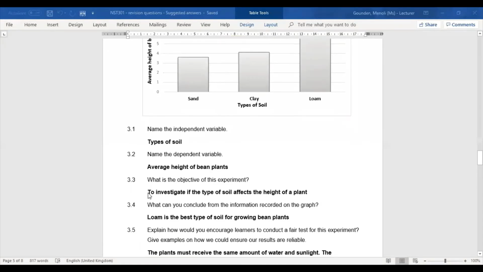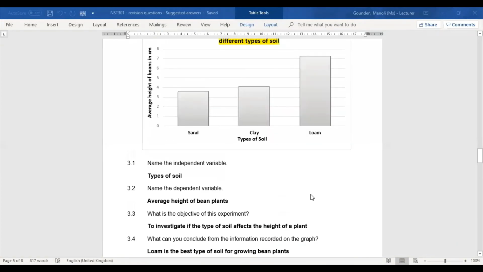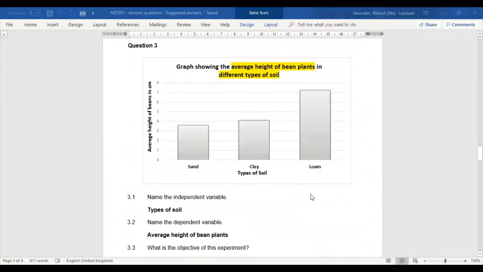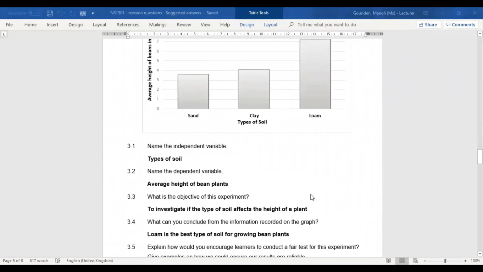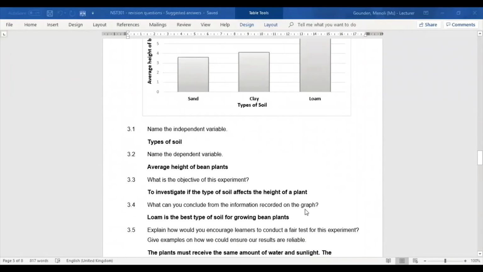So this is one way in which you could phrase the objective or the aim of the experiment: to investigate, to determine, to find out if the type of soil affects the height of a plant. You could also state your objective as to determine which type of soil is best for growing bean plants. That is also a perfectly acceptable objective for this experiment.